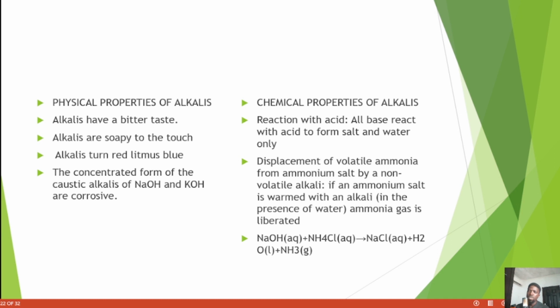So the next part of our study is going to be the physical properties of alkalis or bases. The very first one is that they have a bitter taste. The next one is that they are soapy to touch or feel. The reason your soap is slippery is because in the production of soap by saponification, an alkali is basically used. They also turn red litmus paper blue. And then concentrated forms of caustic alkalis such as sodium hydroxide and potassium hydroxide are actually corrosive.